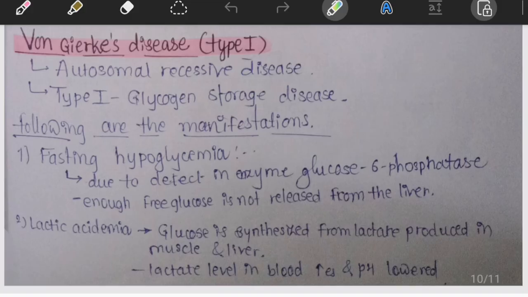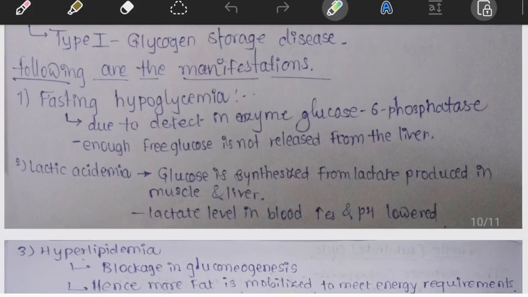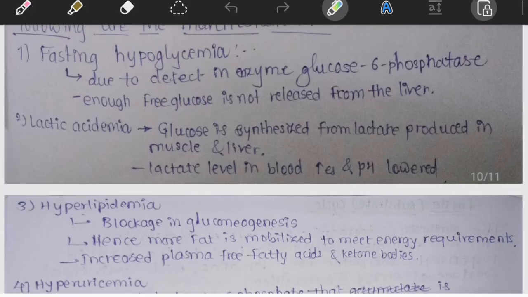And let's understand the symptoms one at a time. Normally during fasting, the liver breaks down glycogen, forms glucose 6 phosphate, and finally converts it into free glucose. But in von Gierke disease, the last step cannot occur. Therefore, the glucose cannot be released into the blood and results in severe fasting hypoglycemia.